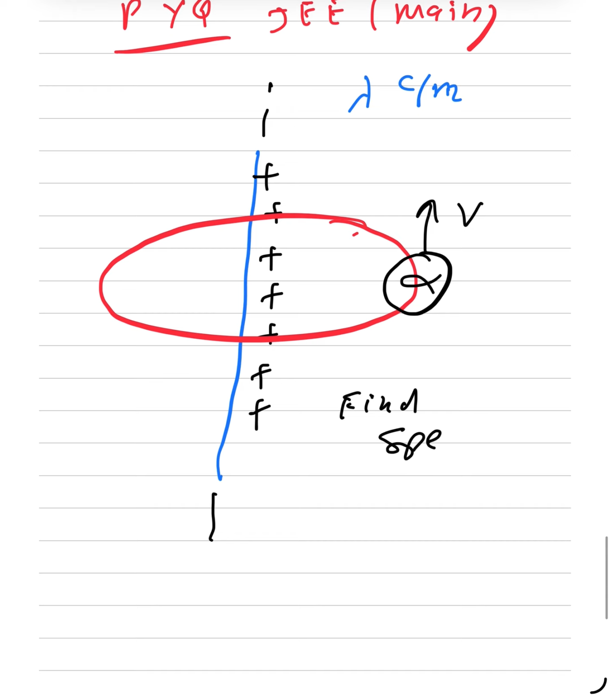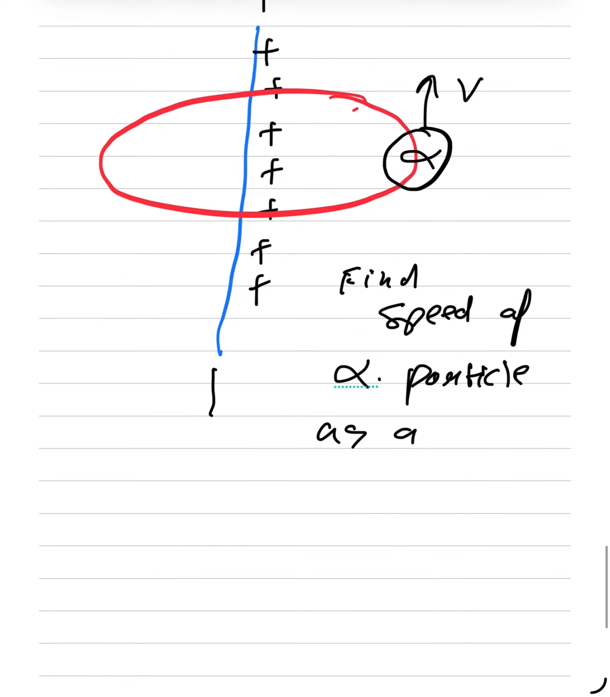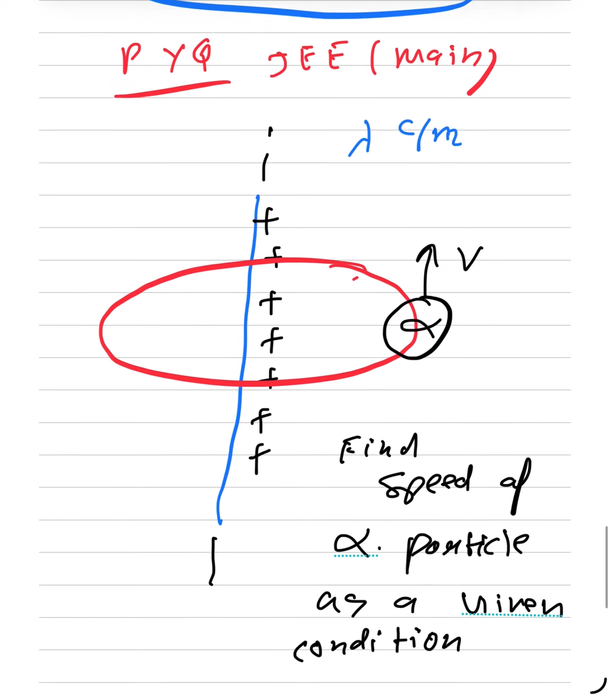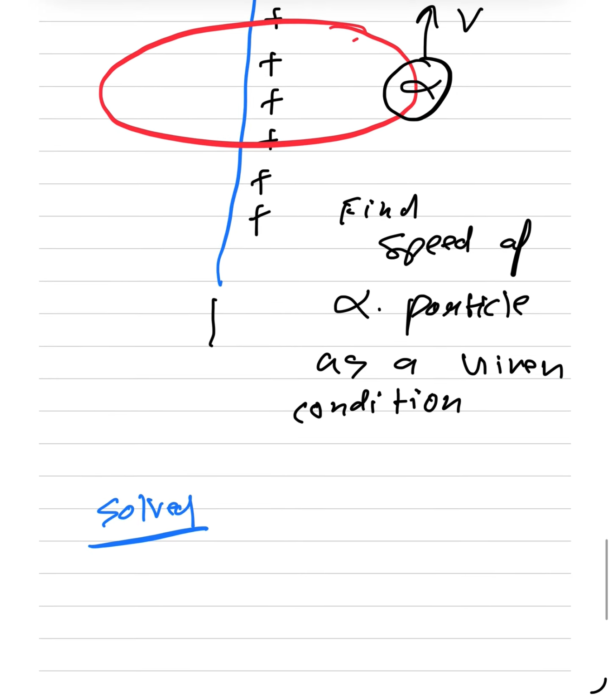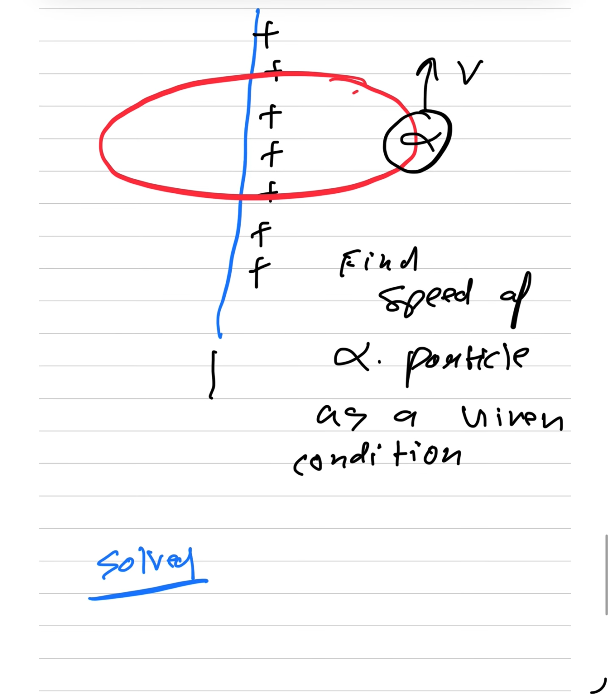Find the speed of the alpha particle as per the given condition. Solve this problem very conceptually; it is a very easy problem related to electric fields.